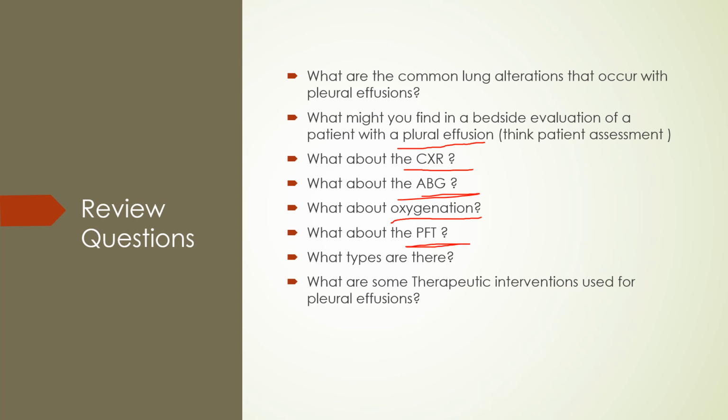PFTs, if you were to do a PFT on someone that was stable, post all this stuff, and you're trying to see how severe they are for how aggressive to do your therapies, what would you see? Volumes, flow rates, what would be low? Both of them? What types are there? What are the two categories, and how can I tell the difference between the two?